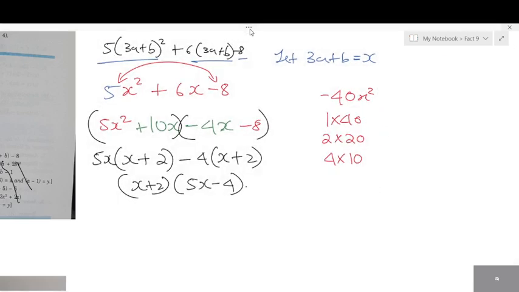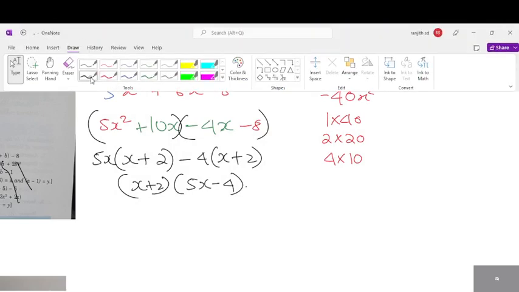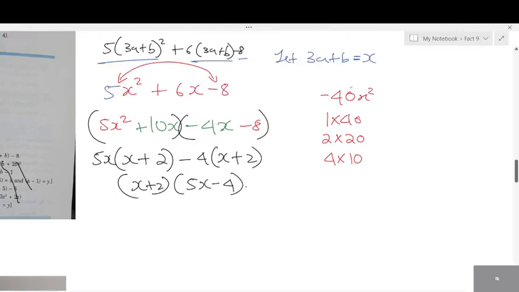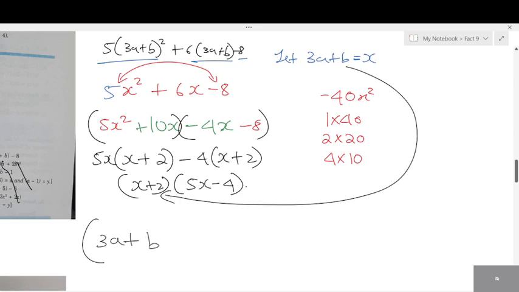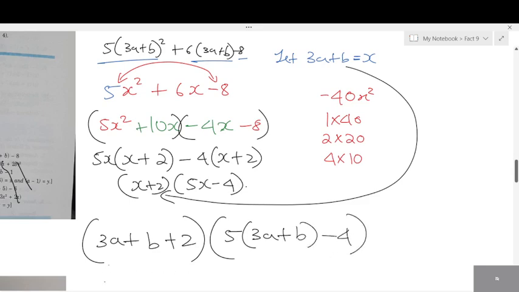Now the last part is just substitute the value of x. That will give you the answer. This is not the final answer. Now you have to write the original form here. In place of x, what should I write? 3a plus b plus, again 5 into, what should I write? 3a plus b minus 4. 3a plus b plus 2.